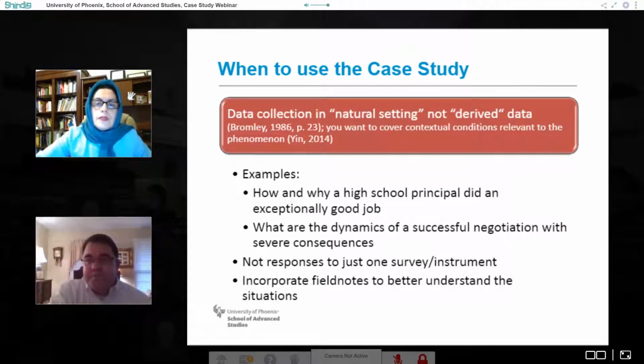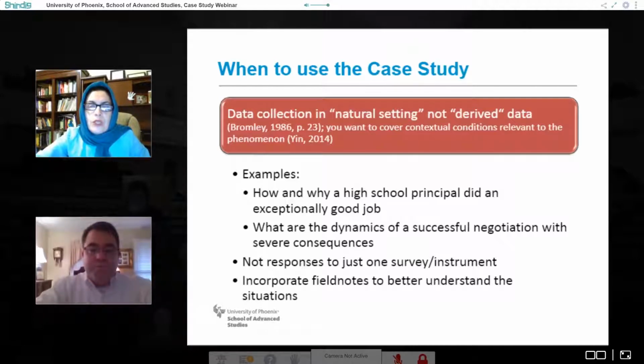And the other place to use case study is when we are collecting data in a natural setting. So what do we mean by natural setting? We always collect data from natural places, right? They are not on Mars. But when we say natural setting, we mean that we are not just deriving data by sending one instrument or one survey. We try to really understand the phenomenon from different perspectives by collecting multiple data sources.